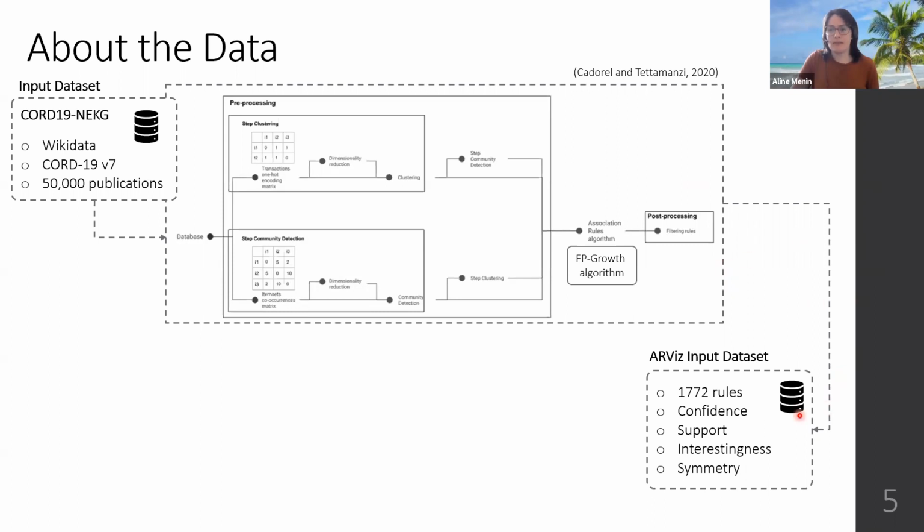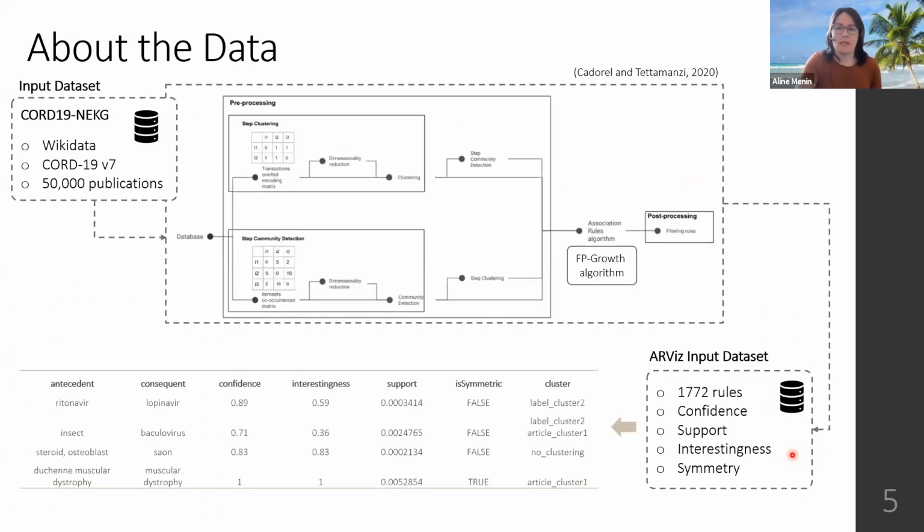And then that results in a data set that contains 1,772 rules, the dataset we are using right now in the RVs application, and some measures of confidence, support, interestingness, and symmetry, which gives basically a table like this. So we have the antecedent item set, which contains 1 or 2 named entities inside, the consequent item set, measures of confidence, interestingness, support, whether it's symmetric or not, and the cluster to which it belongs.